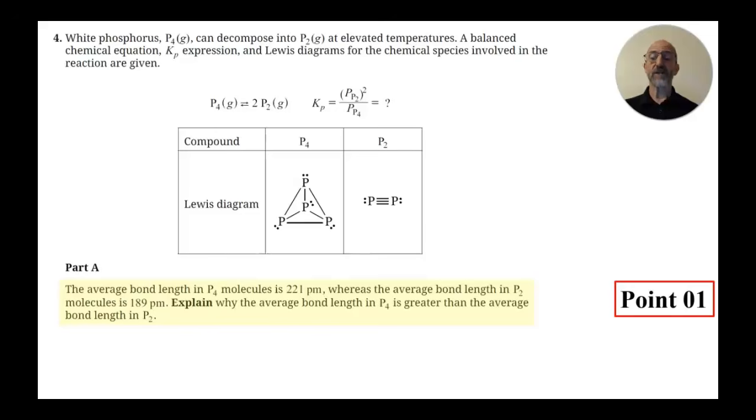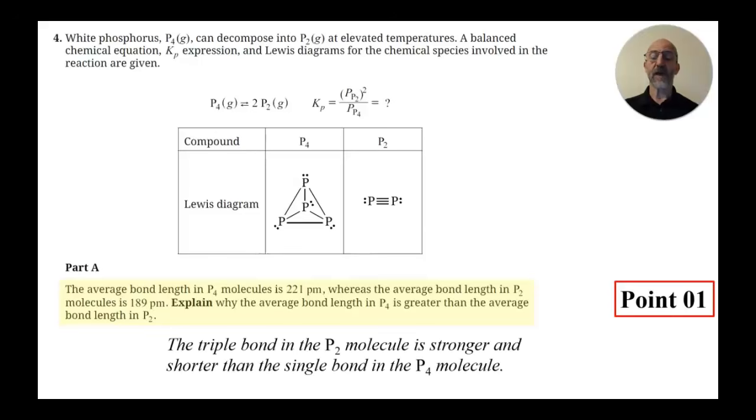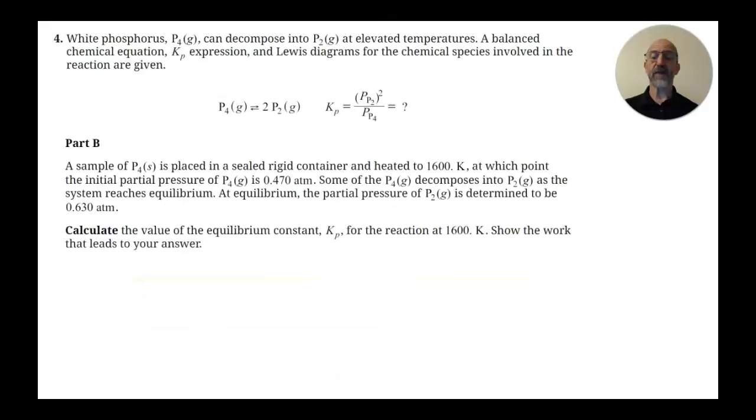So what we are doing is we are comparing the single bonds in P4 molecules with the triple bonds in P2 molecules. So this is what I said for part A. The triple bond in the P2 molecule is stronger and shorter than the single bond in the P4 molecule. So that was for point 1. Let's go ahead and move on to points 2 and 3.